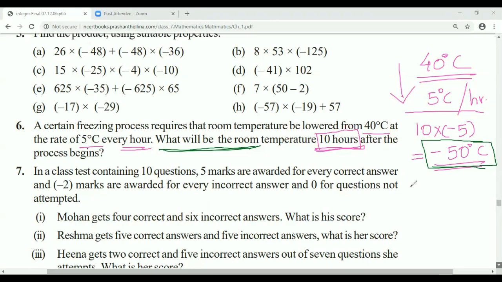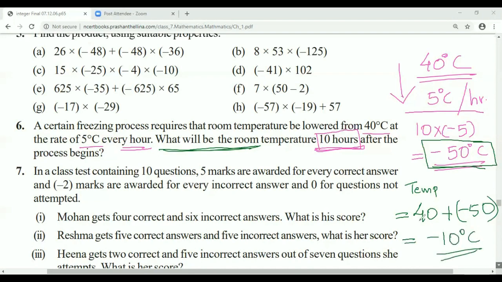So the temperature in the room after 10 hours is found by adding this negative 50 degrees Celsius to the present temperature. We add the present temperature and the temperature decrease in 10 hours. That is 40 degrees Celsius plus negative 50. We will get negative 10 degrees Celsius.